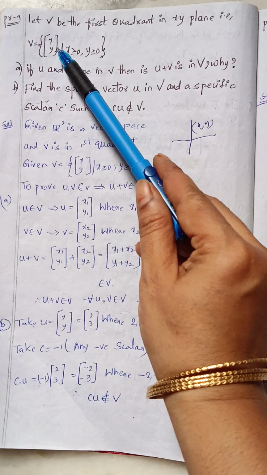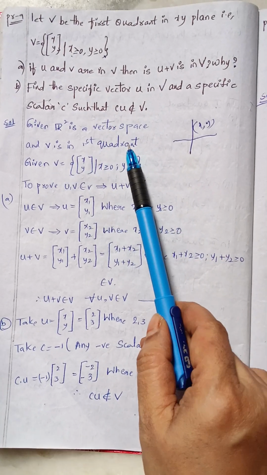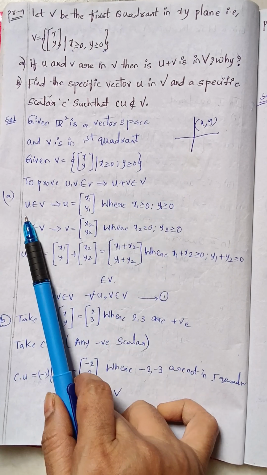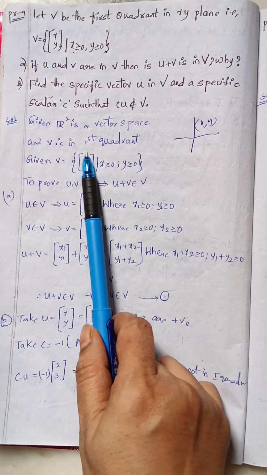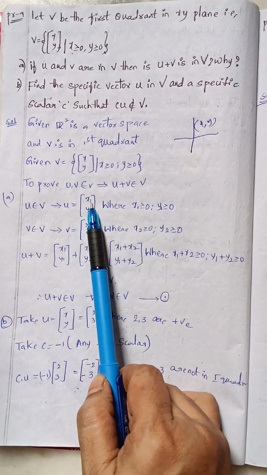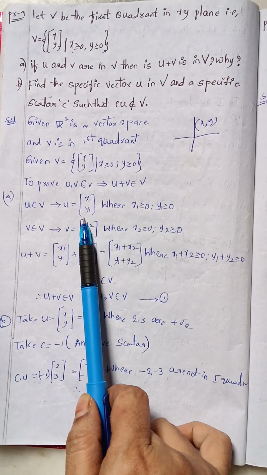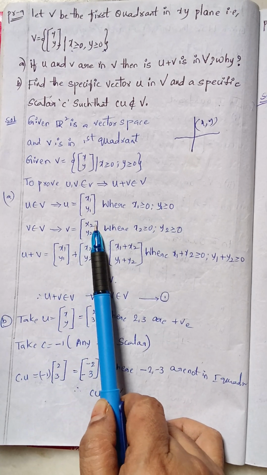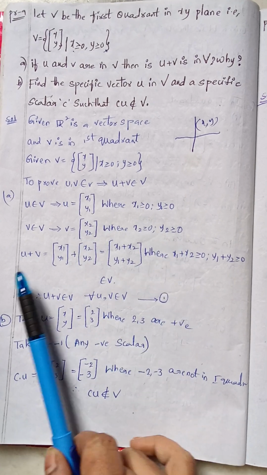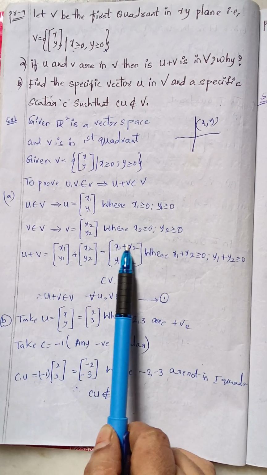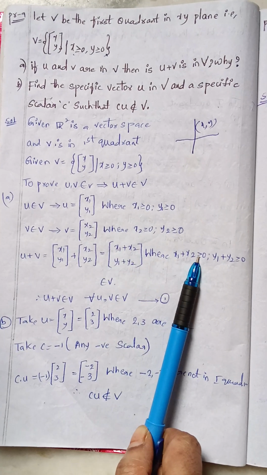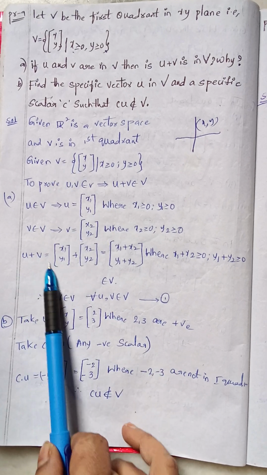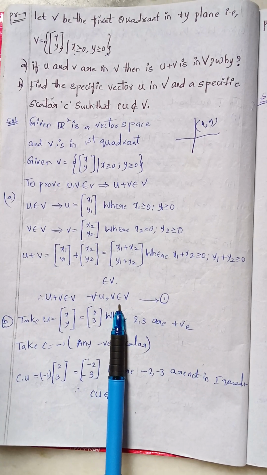R2 is a vector space because it has two entries. So V is in the first quadrant, so by definition we are writing like this. To prove u plus v belongs to V, take u belonging to V. That means you take any element in V, that is some (x1, y1) where x1 is greater than 0, y1 is greater than 0. Similarly take v. v is some (x2, y2) where x2 is greater than 0, y2 is greater than 0. Now take u plus v. When you are adding, x1 plus x2 is also positive and y1 plus y2 is also positive. So obviously this belongs to V. Therefore u plus v belongs to V. So vector addition is proved.